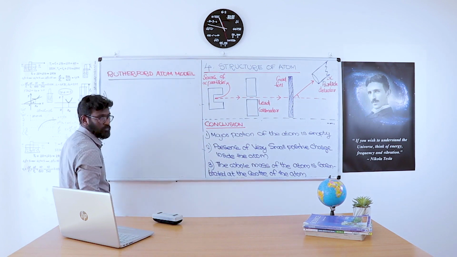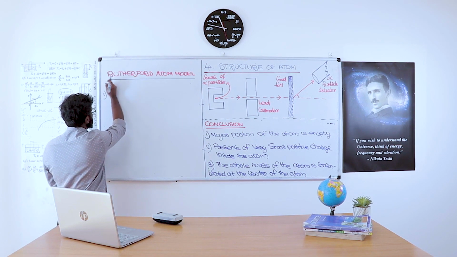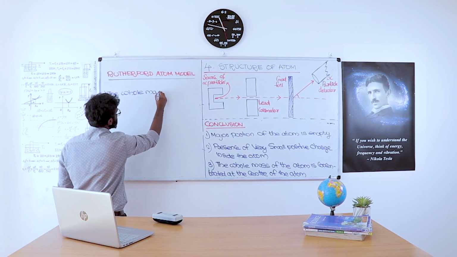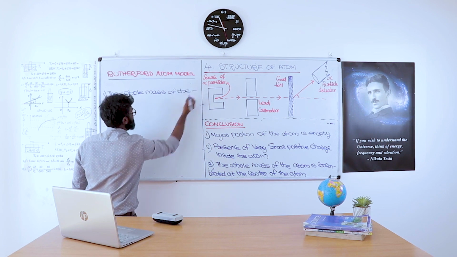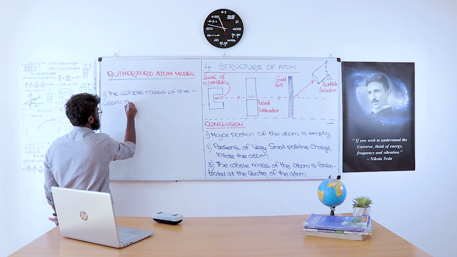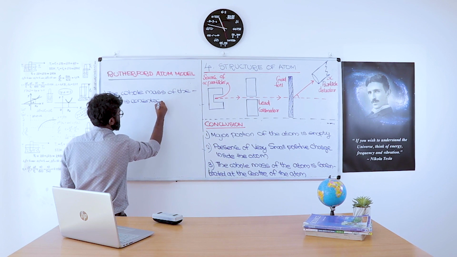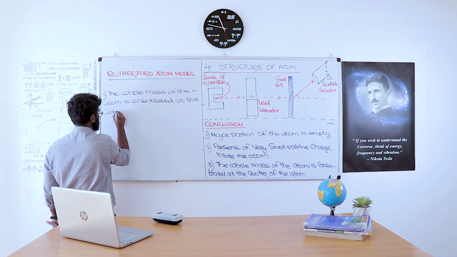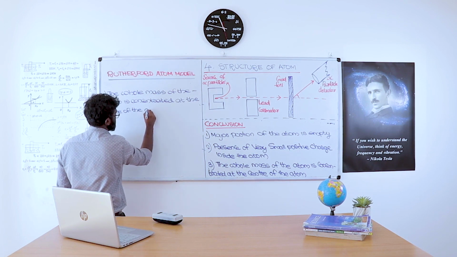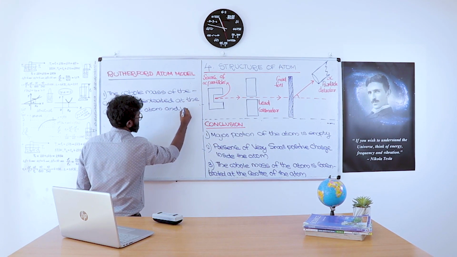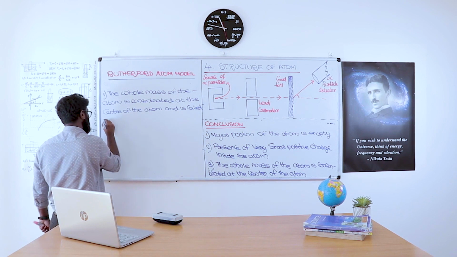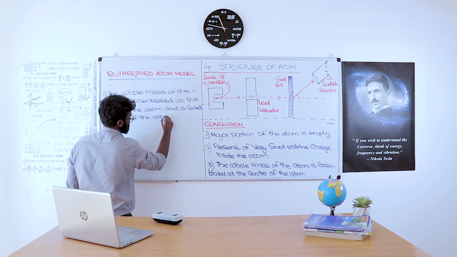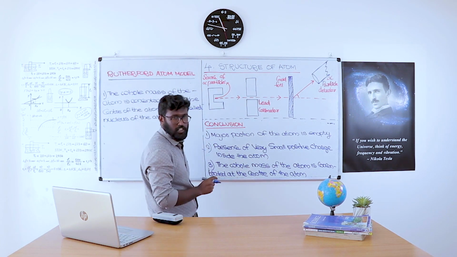The first point regarding the Rutherford atom model is that the whole mass of the atom is concentrated at the center of the atom and is called the nucleus of the atom. So the whole mass of the atom is concentrated at the center of the atom and is called the nucleus of the atom.